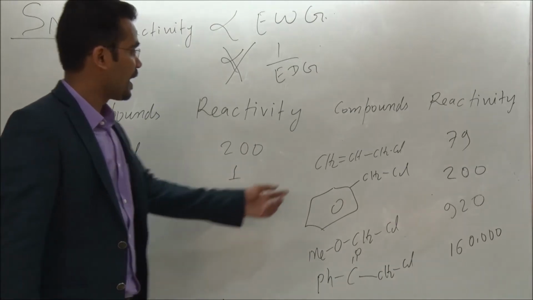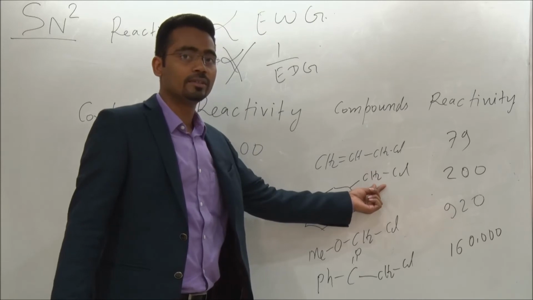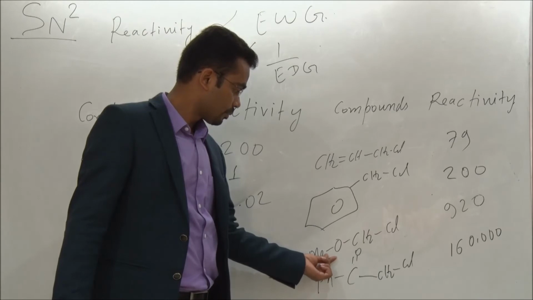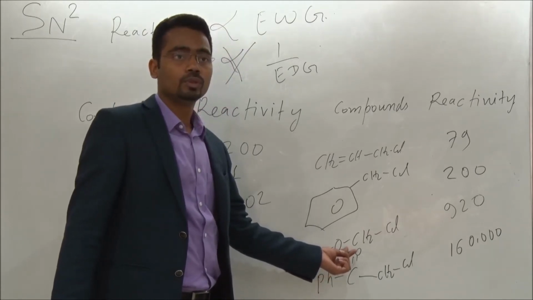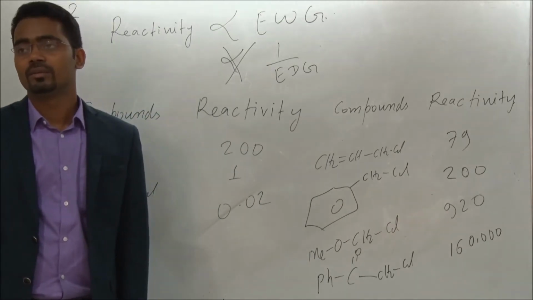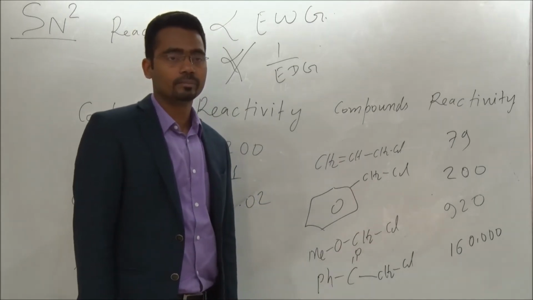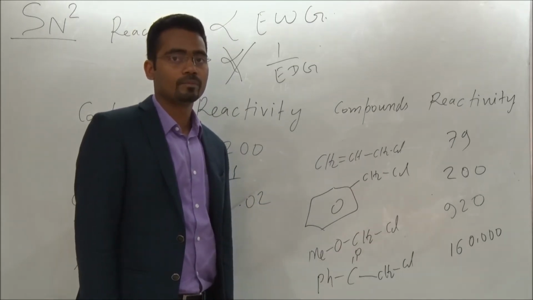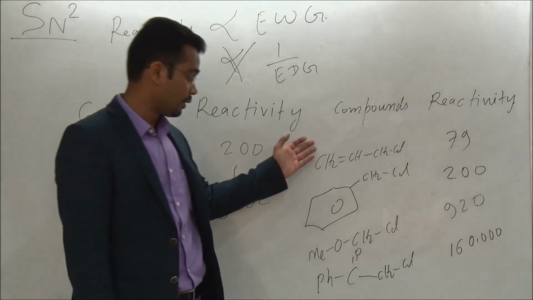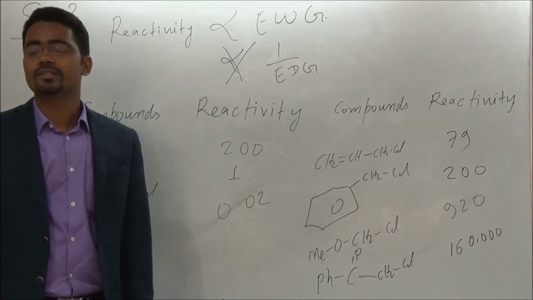Now, here this is the allylic position. This is allylic halide. This is called benzylic halide. And it has a methoxy group. So all these groups increase the reactivity. So what is the reason here? If you consider only the minus I effect, this much of an increment is not possible. So what is the reason?